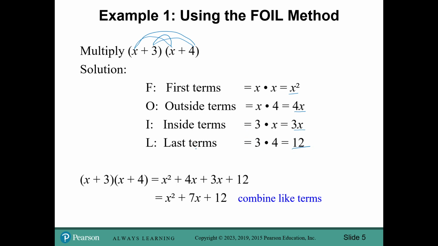Then we add all those together. So x squared plus 4x plus 3x plus 12. We simplify by combining like terms. In this case, the only like terms we have are 4x and 3x. We add those together, we get 7x. And we're done. X squared plus 7x plus 12 is our final answer after FOILing.